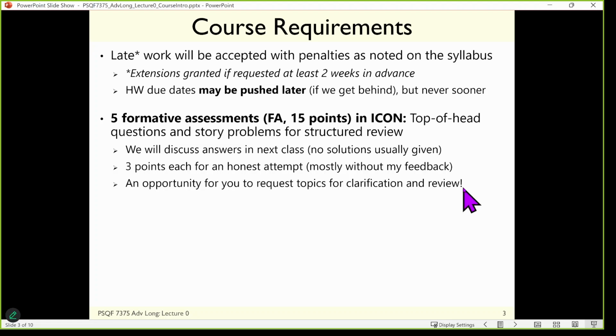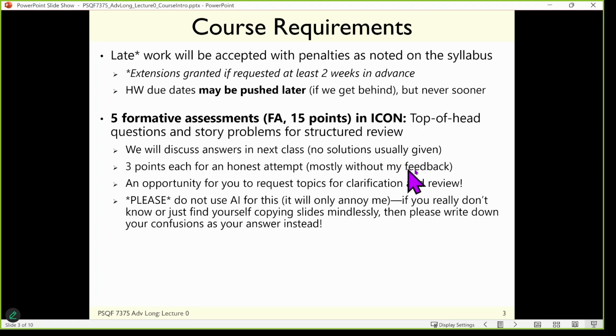It is also a chance for you to mention things that you're not sure about. So I want to, this time, have more open-ended prompts as to, are there things you want to go back over, so that you can list those and we can make a point to make sure that we're all on the same page. And if you find yourself trying to answer these questions using AI, please don't.